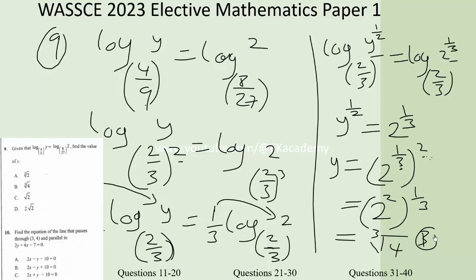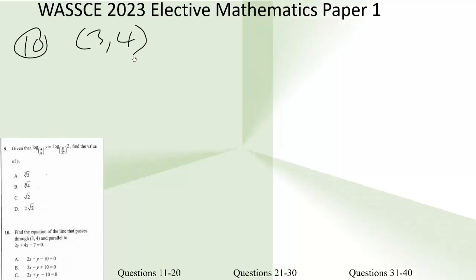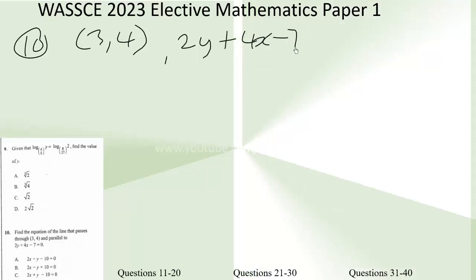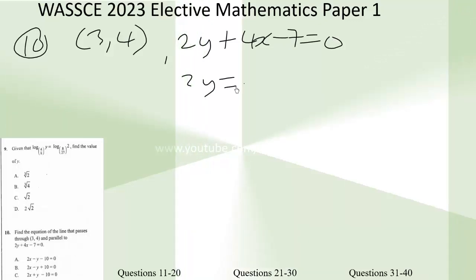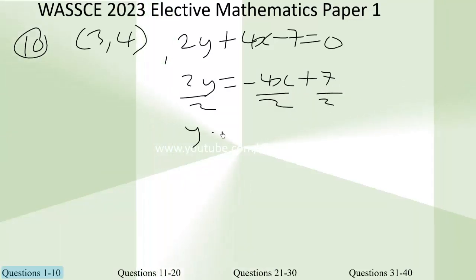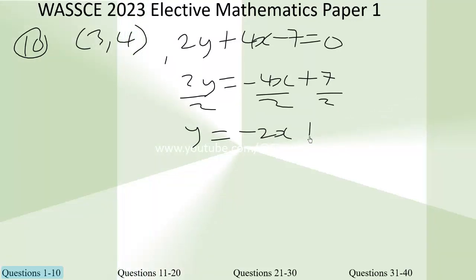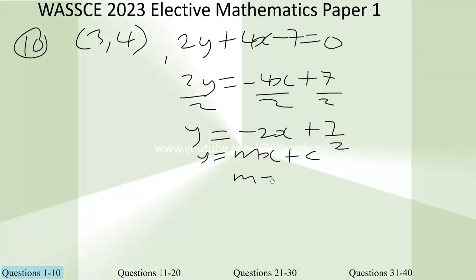Now let's look at question number 10. Question number 10 says that we have to find the equation of the line that passes through the point 3, 4 and is parallel to the line 2y plus 4x minus 7 is equal to 0. So we first of all have to determine the gradient, the slope. So 2y will equal negative 4x plus 7, divided through by 2, we get y equal negative 2x plus 7 over 2. So compare it to y equal mx plus c, m is equal to negative 2.